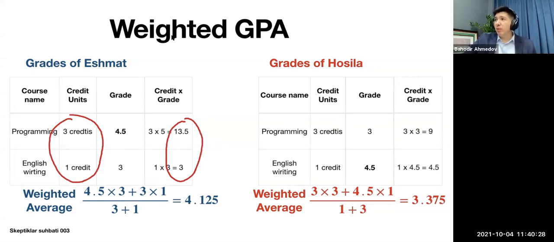GPA is very important when you apply for a job or for a master's degree. The higher the GPA, the higher your chances of being admitted to the programs. But during your studies, GPA is also important, because all of the scholarships you get during the semester really depend on your GPA.